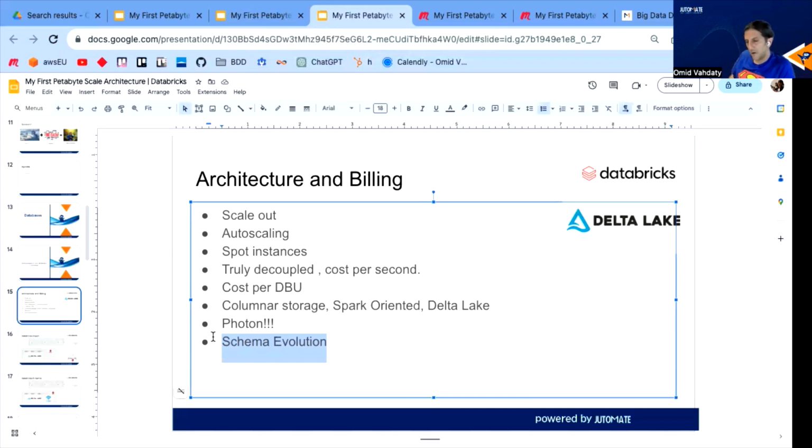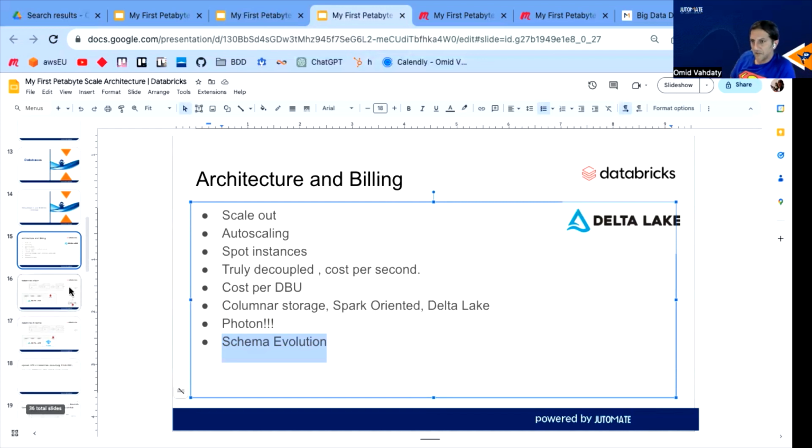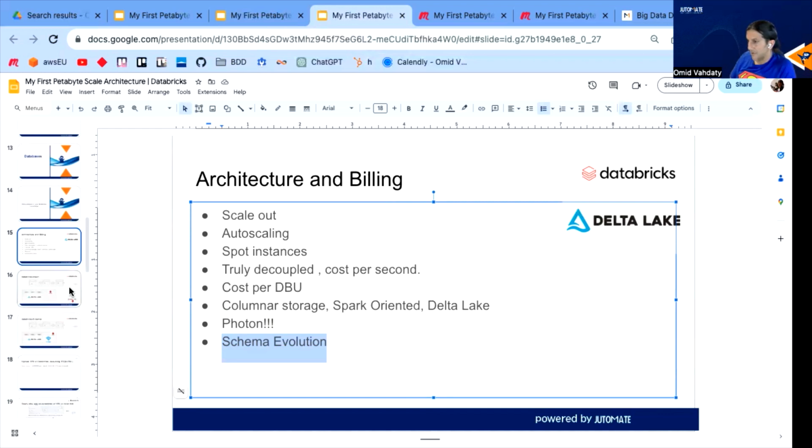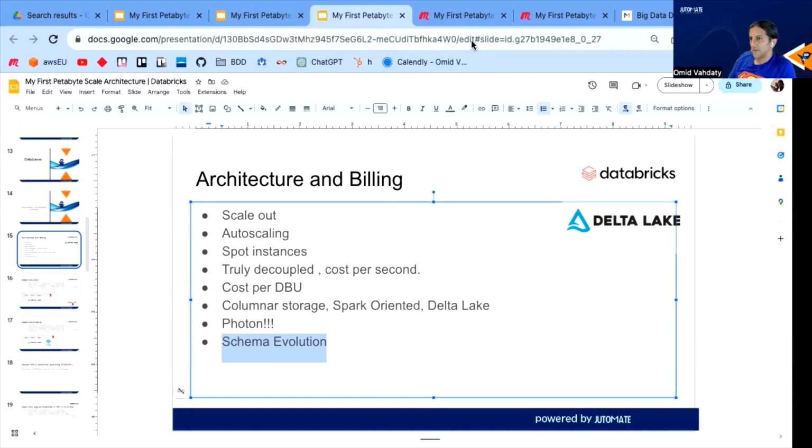You can update your schema over time, which is a major advantage compared to older technologies which don't support this. Because consider altering a table of 1 petabyte, it's like mission impossible in terms of processing, time consuming, and failures. It's a headache, basically.